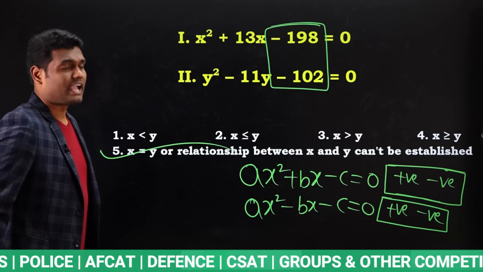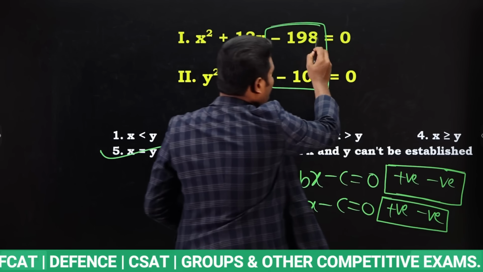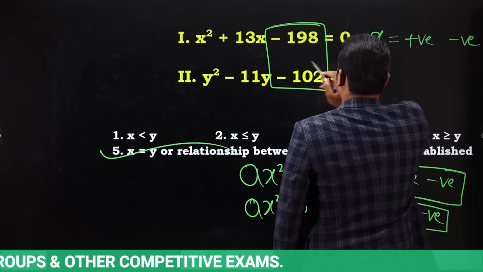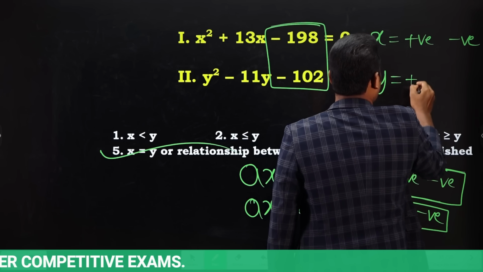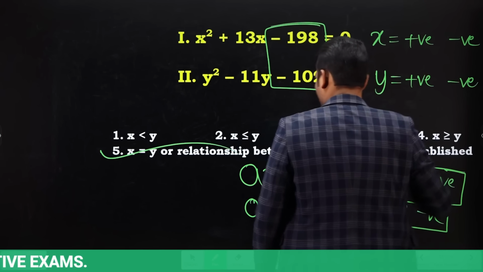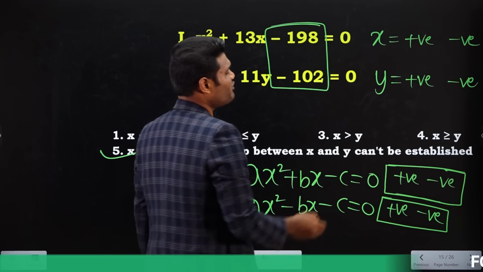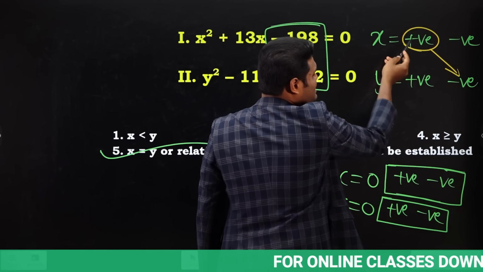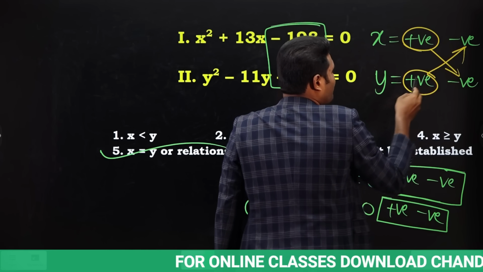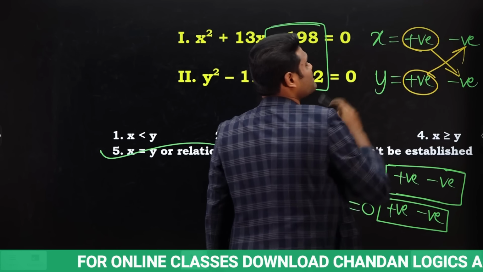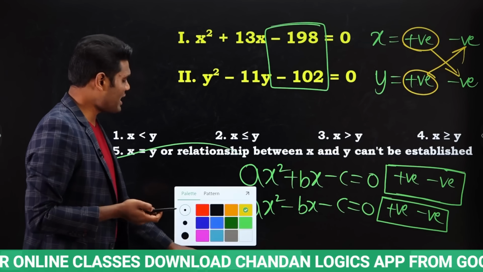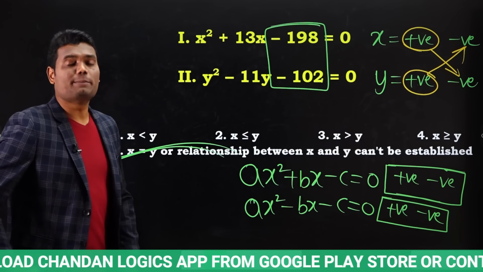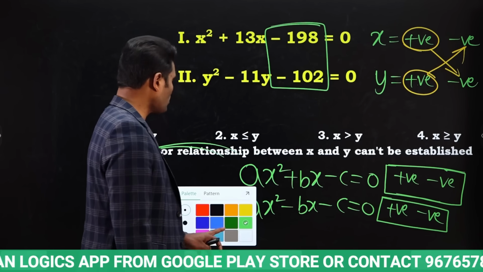Now observe carefully. When you solve this, you will have x values, one positive, another negative. Similarly, when you solve this, you will get y values, one positive, one negative. Now you just compare. If you compare, it is clear that x is greater than y. When you compare these two, y is positive, x is negative. It is very clear y is greater than x. So one time x is greater than y, another time y is greater than x, which means the answer is going to be no relation.